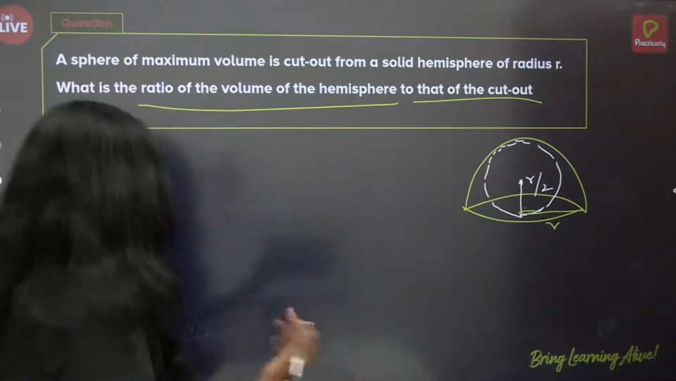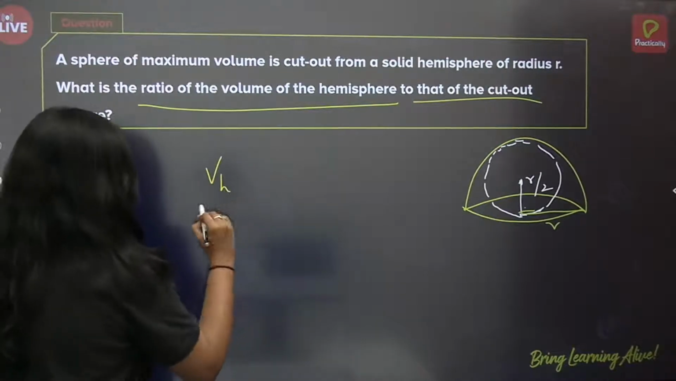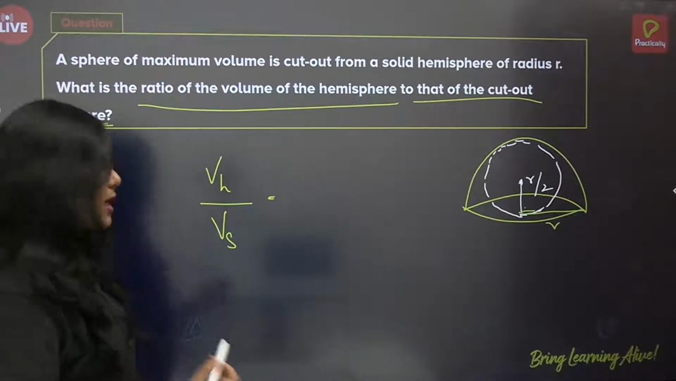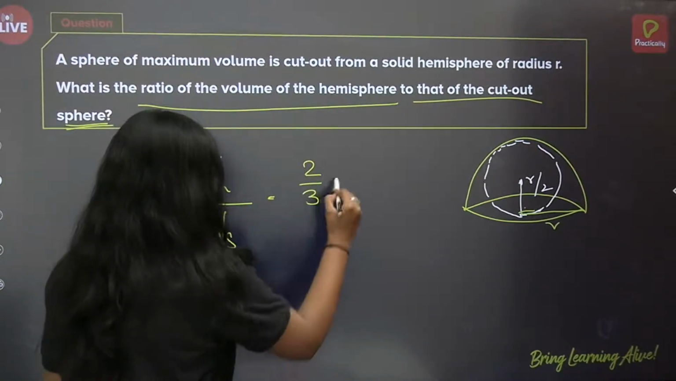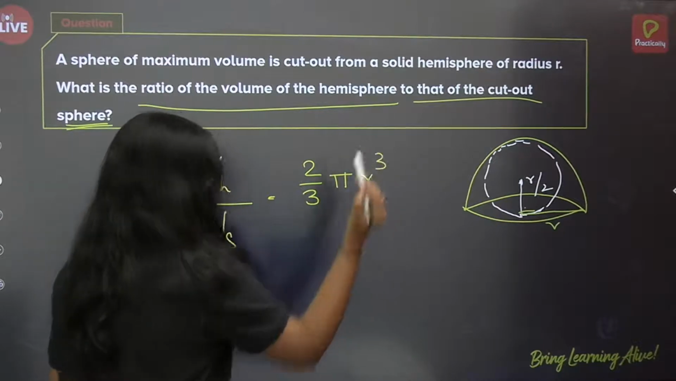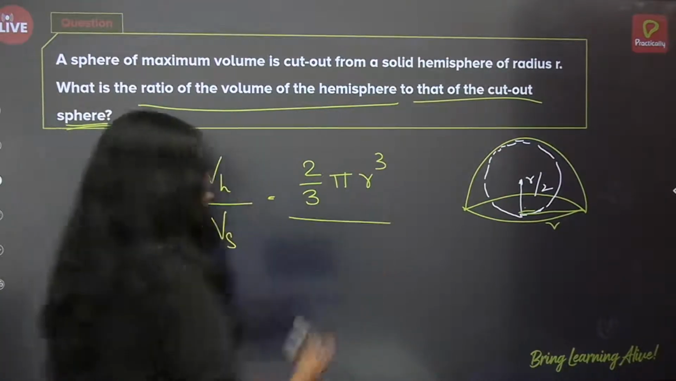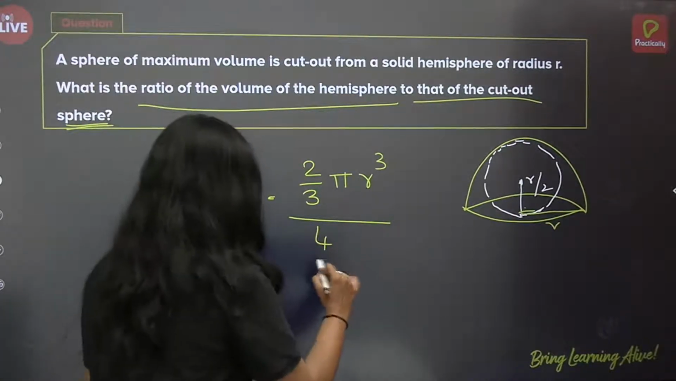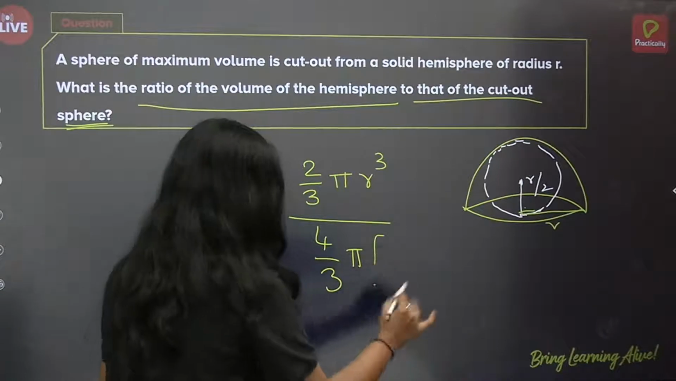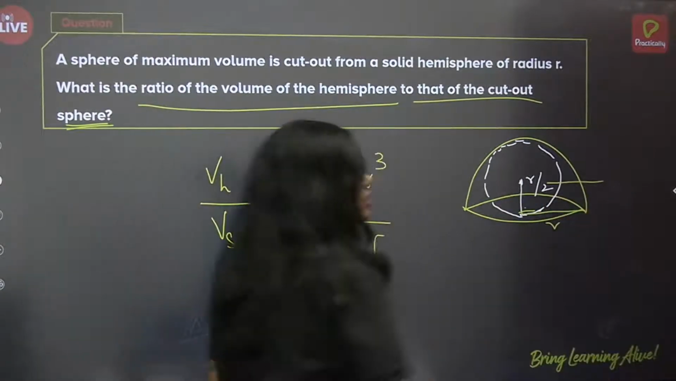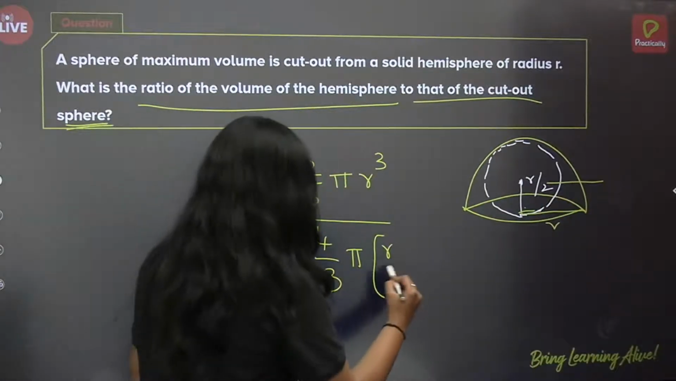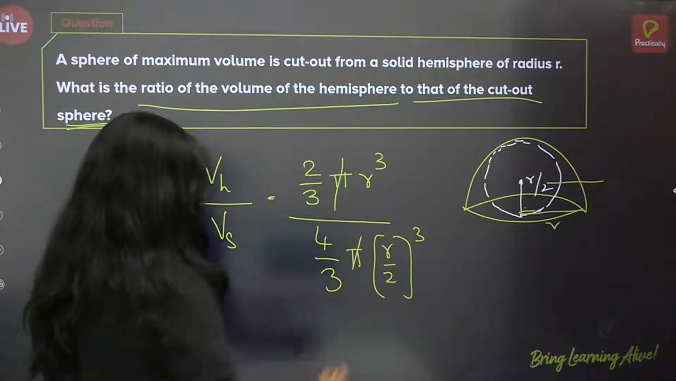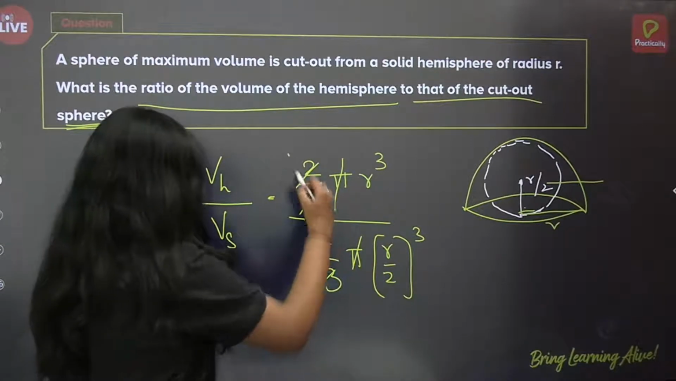Of course it is. So, volume of hemisphere by volume of sphere. The volume of hemisphere is 2 by 3 pi r cube. Next, the volume of sphere is 4 by 3 pi r cube. But what is the radius of the sphere here? R by 2. So this will be 4 by 3 pi into R by 2 whole cube. Pi gets cancelled, 3 gets cancelled, 2 times 1, 2 times 2.